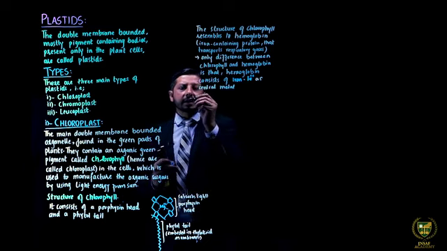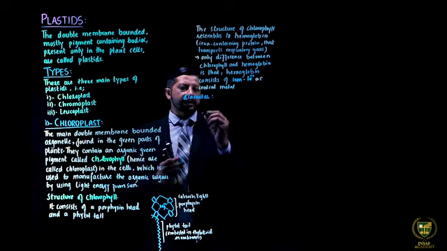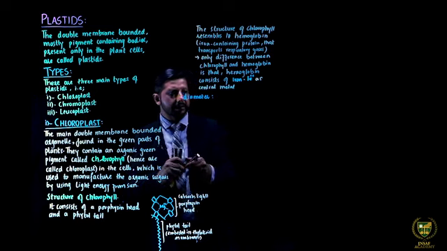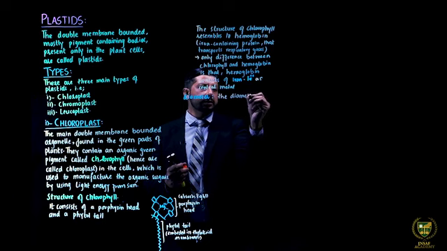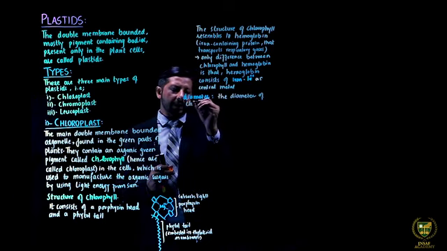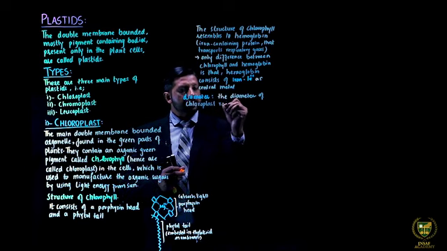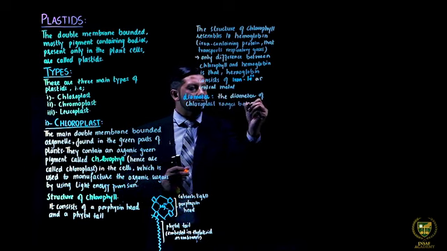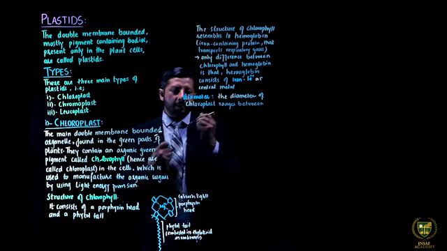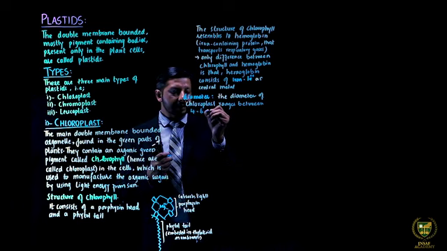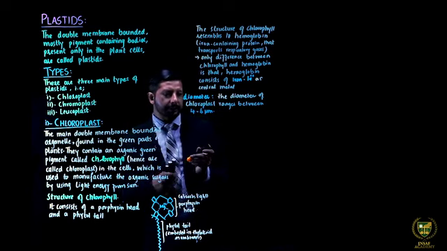As far as its diameter is concerned, the diameter of chloroplast ranges between 4 to 6 micrometers. Clear? So that is an important MCQ as well.